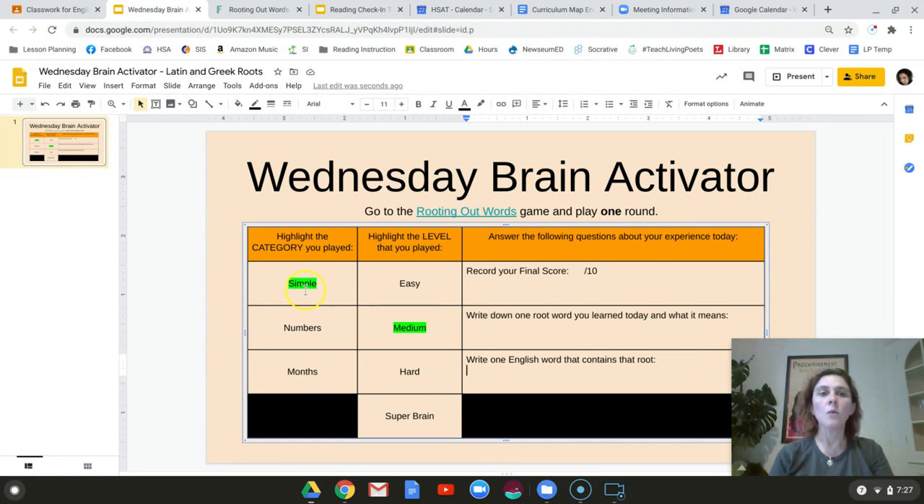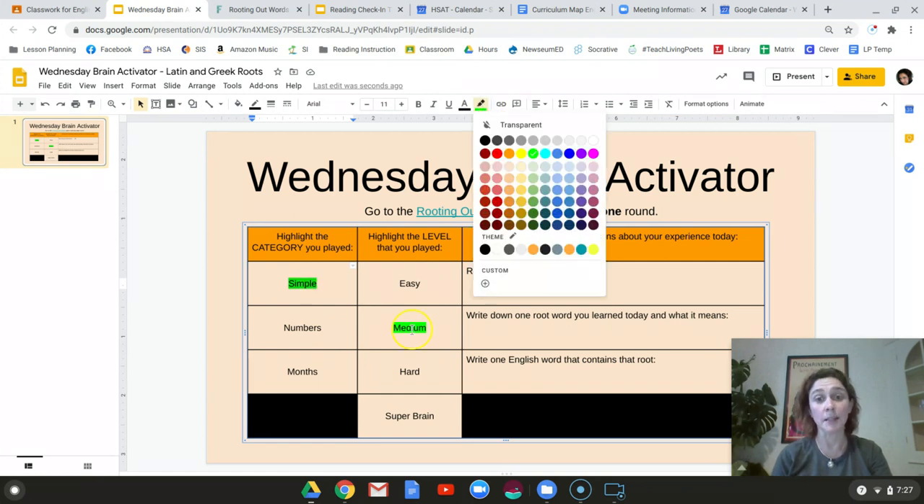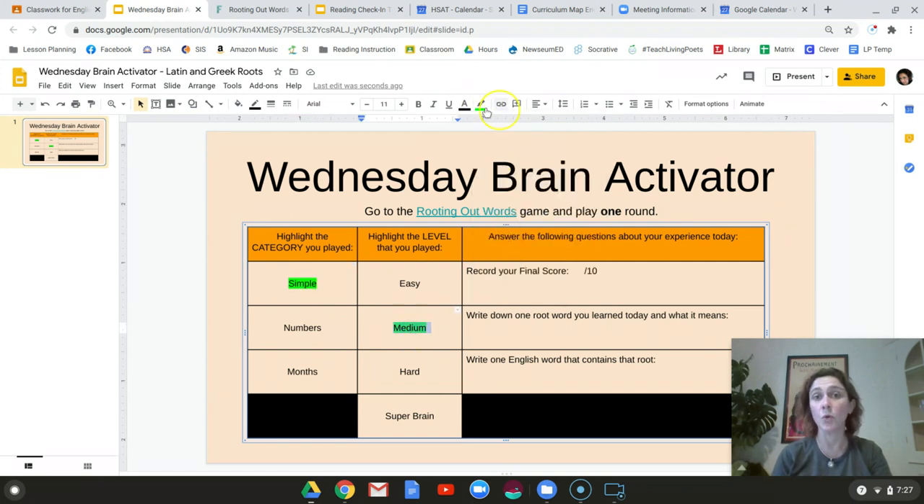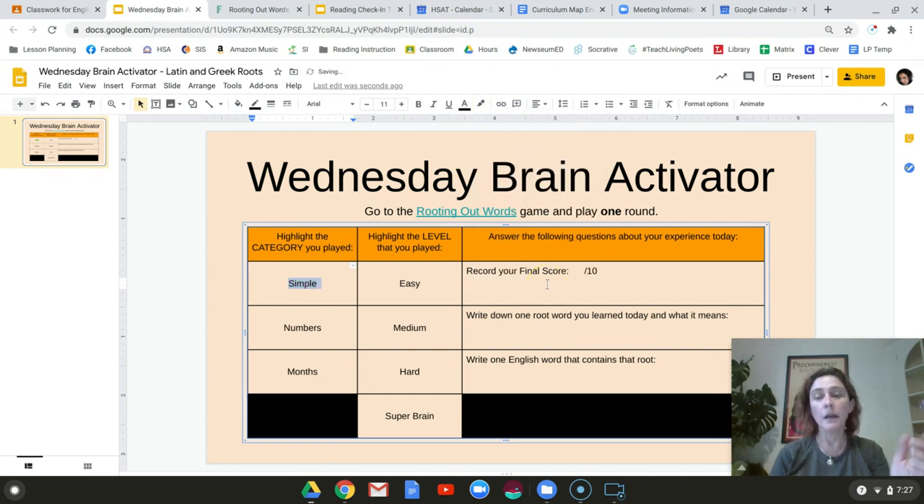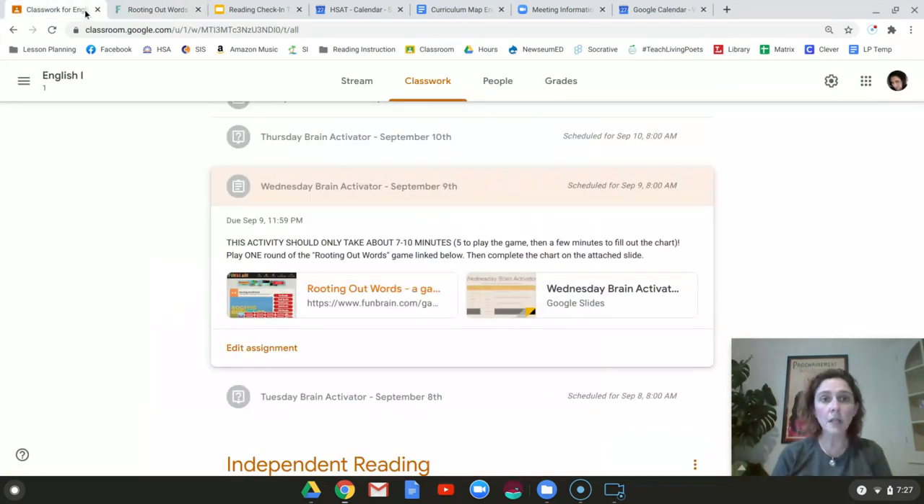Okay. I want you to keep track of the levels and categories because I want you to make sure that you're not always doing the exact same things. And I want you to start challenging yourself more and more as you learn more. So that'll be our way of making sure that you're not always doing the same level in the same category. And that's it. That's today's brain activator.